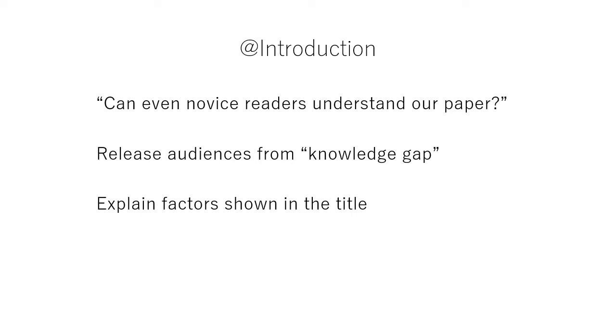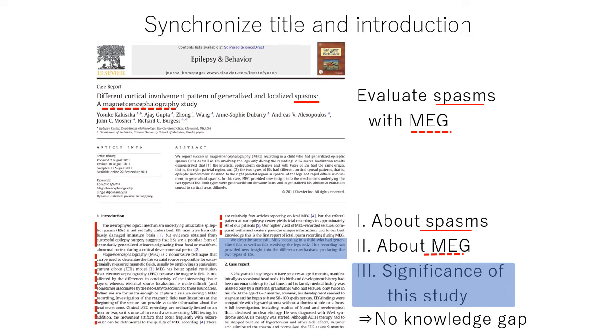You need to explain words shown in the title, because readers of your paper are not always professionals with the theme. As an example, I present the title page of a case report I published in the past. This is a paper evaluating a mechanism of spasms with MEG. From the title, you can see the topic factors of this paper are spasms, underlined with a red solid line, and MEG, underlined with a red broken line.